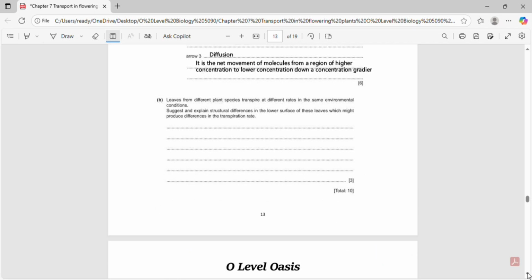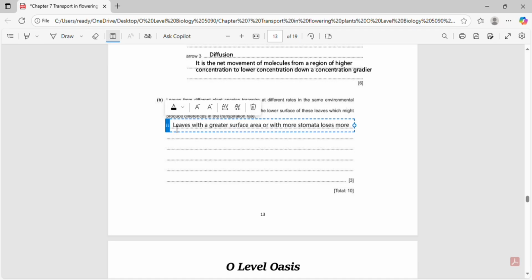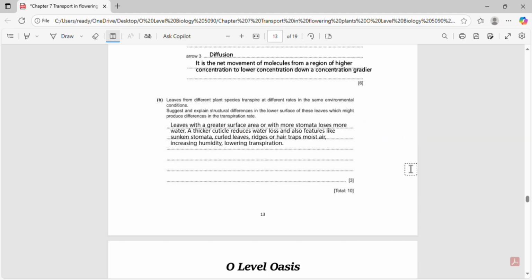And then part B says, leaves from different plant species transpire at different rates in the same environmental conditions. Suggest and explain structural differences in the lower surface of these leaves which might produce differences in the transpiration rate. The answer is, leaves with a greater surface area or with more stomata lose more water. A thicker cuticle reduces water loss. Features such as sunken stomata, curled leaves, ridges, or hairs trap moist air, which increases humidity and lowers the rate of transpiration.